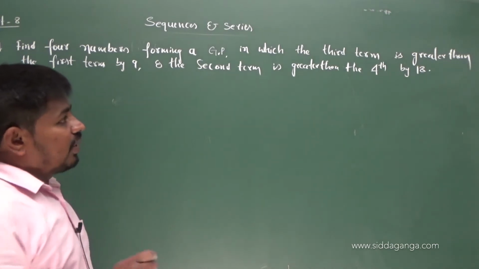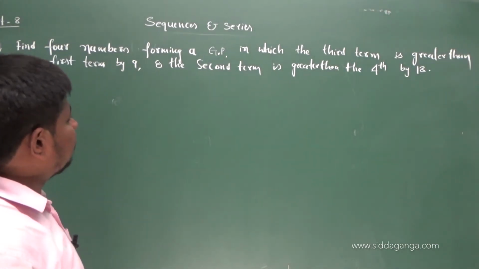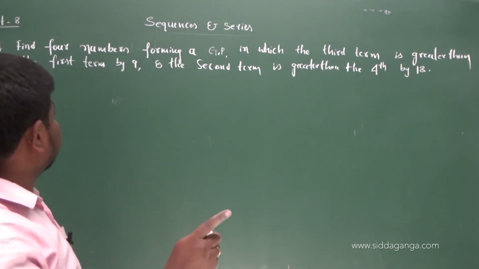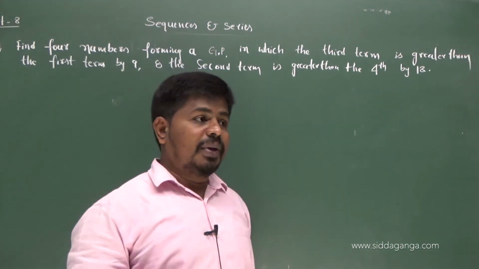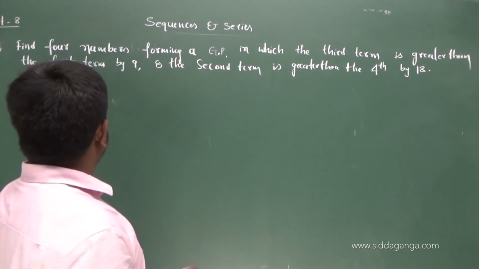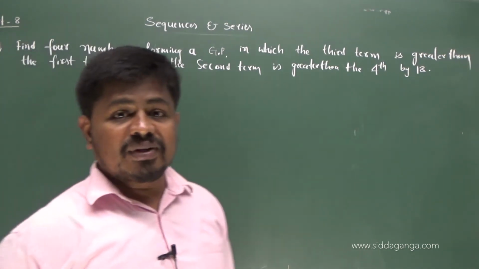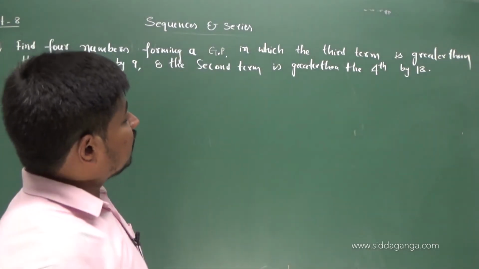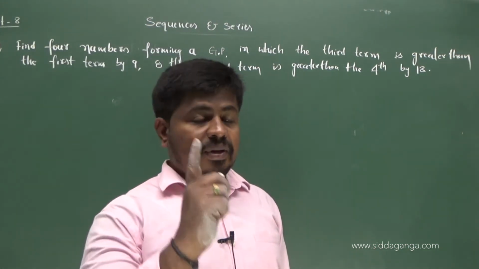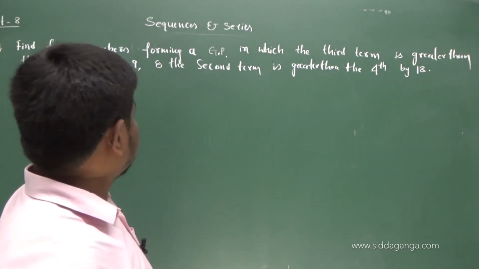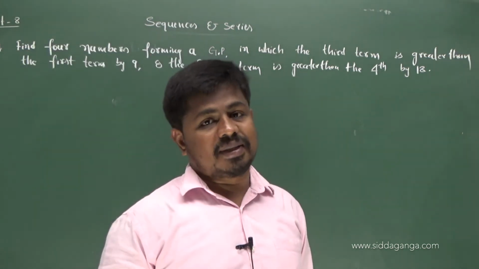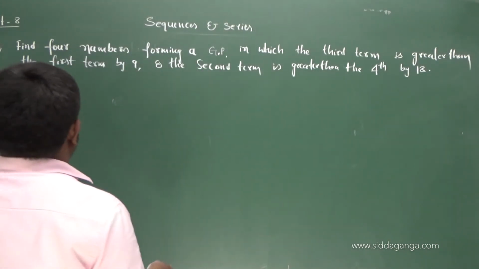Once again, we have to find four terms of a GP, and the condition is that the third term is bigger than the first term by 9. For example, if the first term is 1, then the third term becomes 10, because it is greater by 9. So 1 plus 9 becomes 10, that's it.